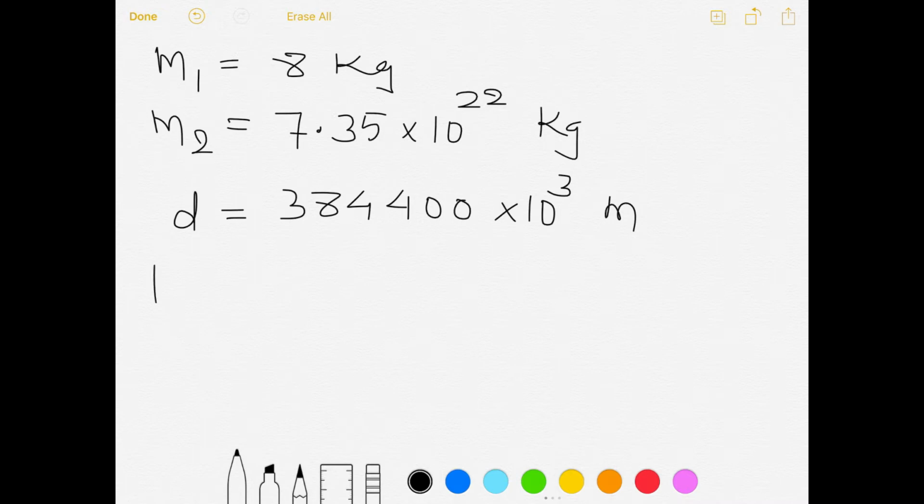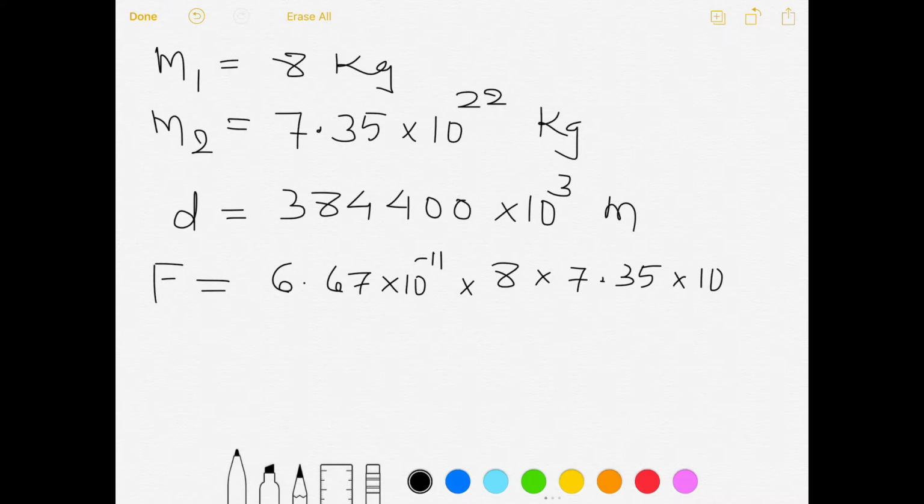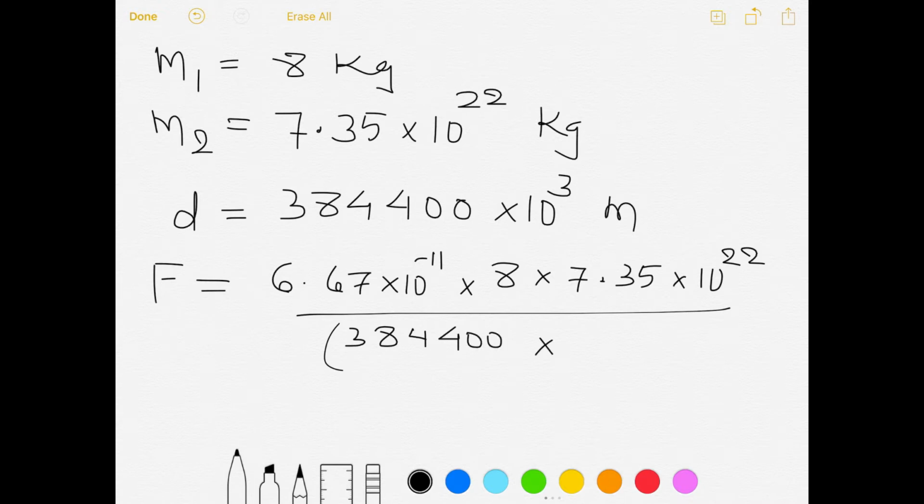Right, so the force equals G. The value of G is 6.67 multiplied by 10 raised to minus 11, multiplied by m1, which is 8, multiplied by m2, which is 7.35 multiplied by 10 raised to 22, divided by d squared, that will be 384,400 multiplied by 10 raised to 3, and squared. Now let us solve this.